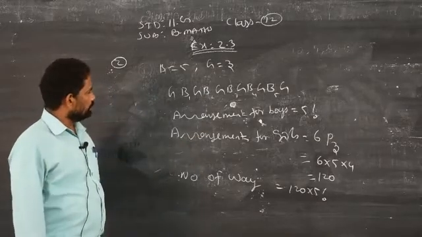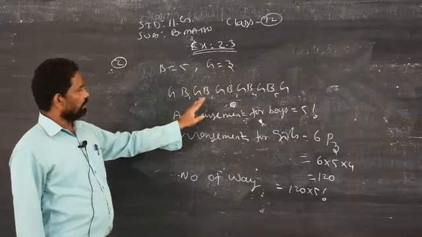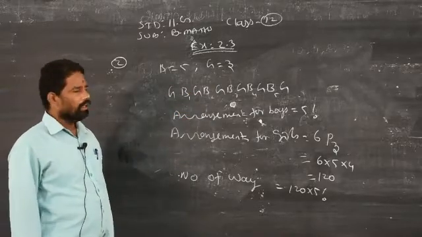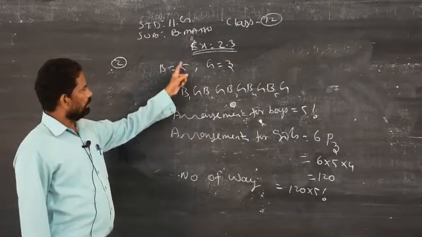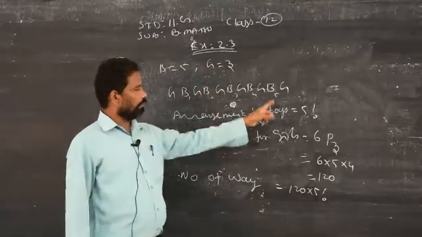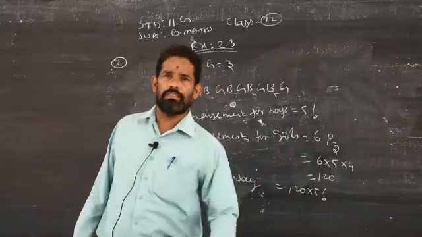No girls sit together. Therefore, the girls are supposed to sit only between the boys. Clear? So first you have to take the boys. 5 boys can occupy any of the 5 places. Each boy has an equal number of chances.